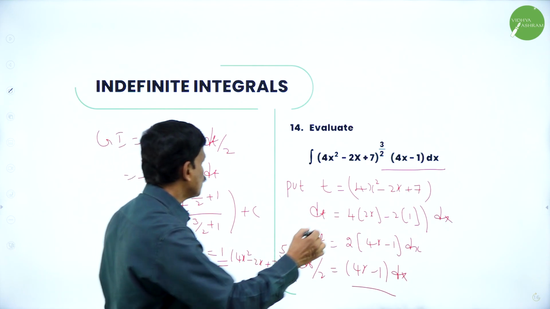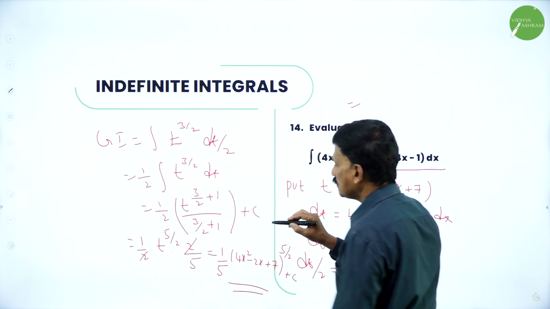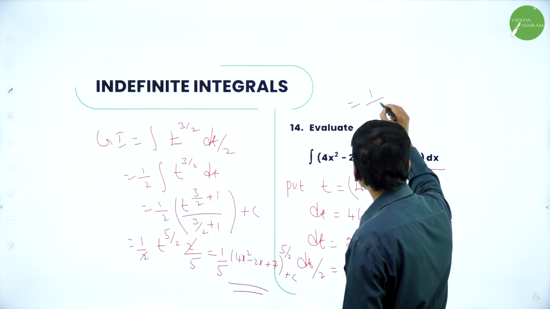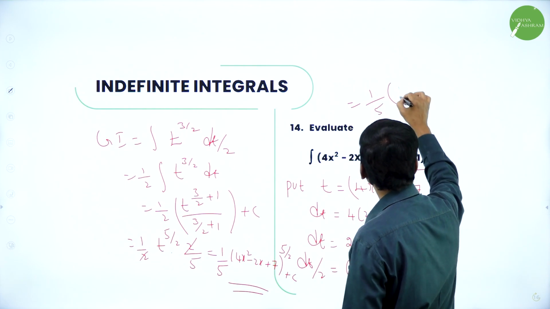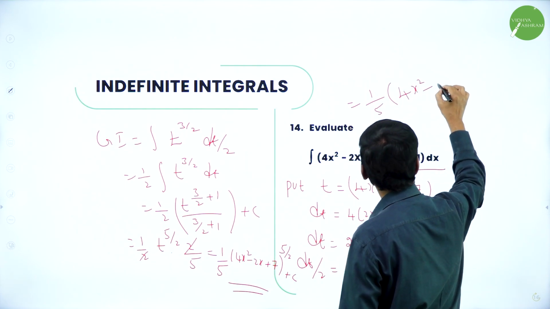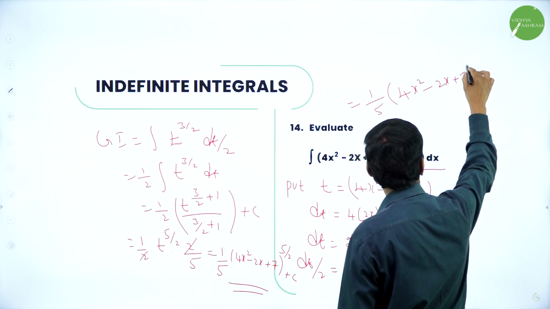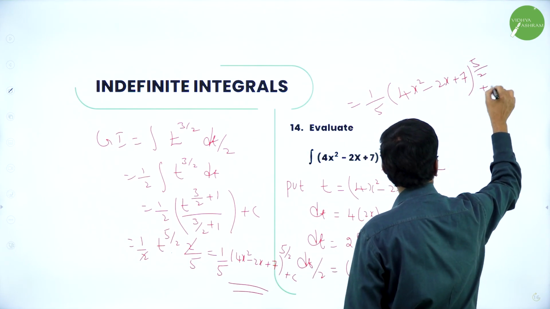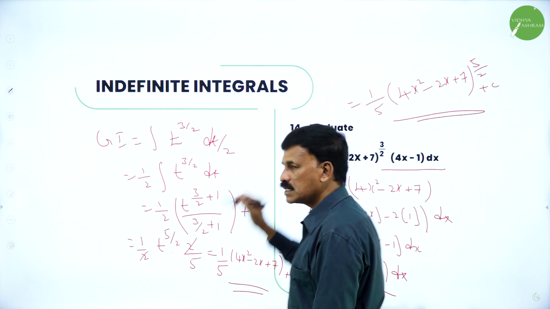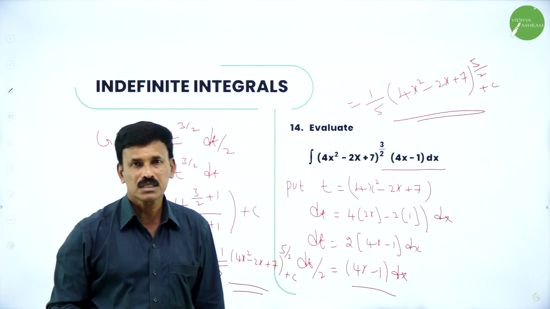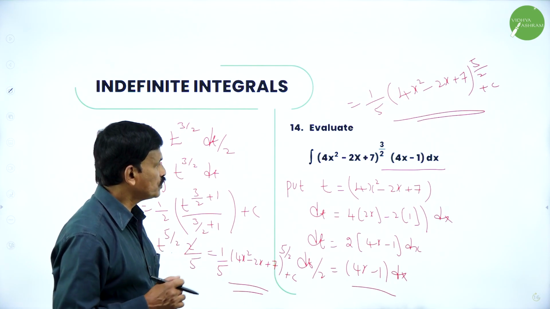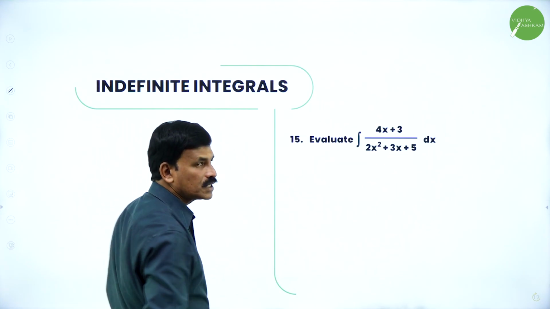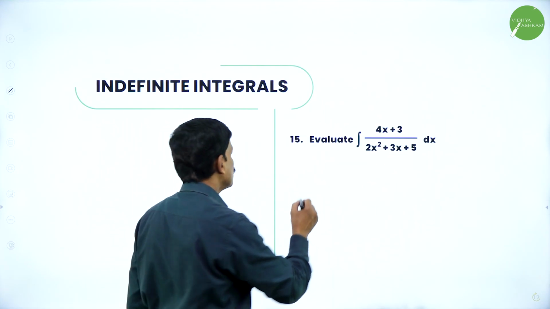So the answer for this is 1 over 5 times this function, 4x square minus 2x plus 7 whole to the power of 5 by 2 plus c is the integrated answer. That's it. Okay. Now, move on to the next problem. This is also same as that of the previous problem.